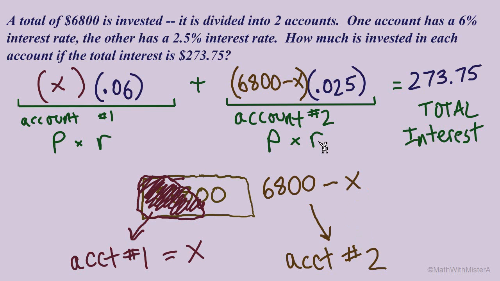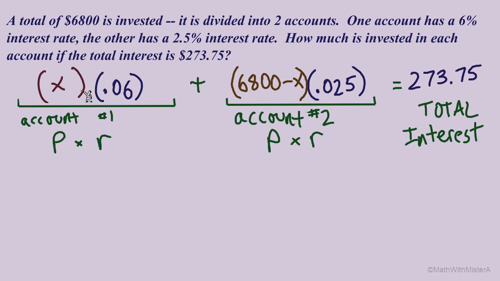Real quickly, if you said, could we put x for account number 2 and then 6,800 minus x for account number 1, absolutely. That would give us the same final results for the principal in each account. What's key is that we've decided to represent these two unknown principals, one using a variable x, the other one total minus x, whatever is left over after we subtract out x, the amount we're putting in account number 1.